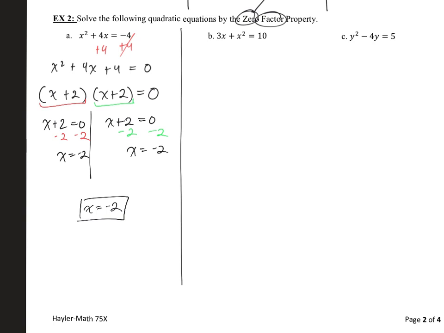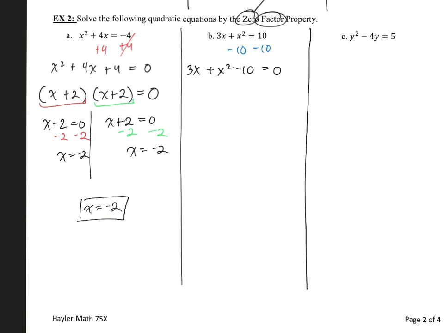Let's look at the next one. 3x plus x squared equals 10. Well, it's not set to 0, so we're going to have to go ahead and move the 10 to that side. So let's add, or actually we're subtracting the 10 from both sides. And then we get 3x plus x squared minus 10 equals 0.